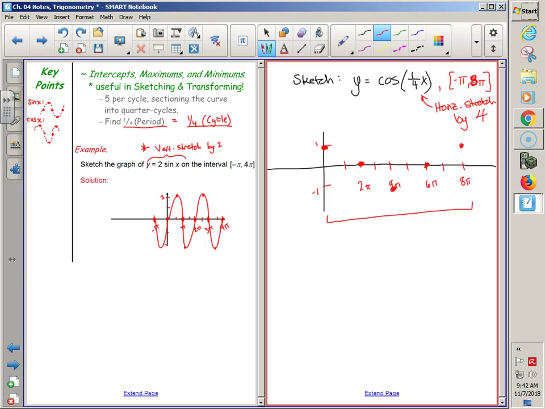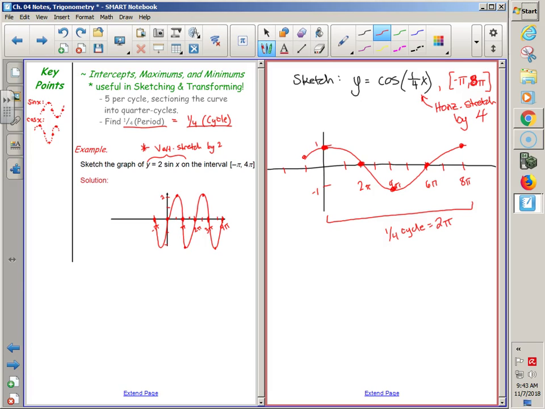What's 8 pi in fourths? 2 pi's. Oh! From one key point to the next key point to the next key point to the next key point to the next key point, we go 2 pi, 2 pi, 2 pi, 2 pi. And now I'm going to need to go backwards. Struggle is I can't go all the way there, so it's going to be something like that. I stretch it by a factor of 4.